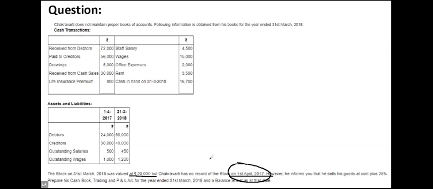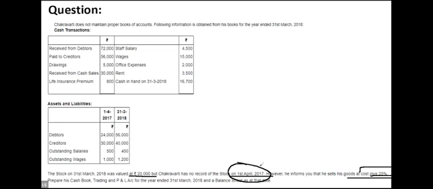Okay, so closing stock is given, but opening stock is missing, and it is also given that gross profit is 25% on cost. That means gross profit is 25% on cost, or you can say 20% on the sales price.